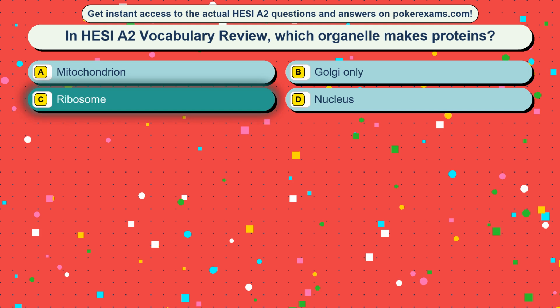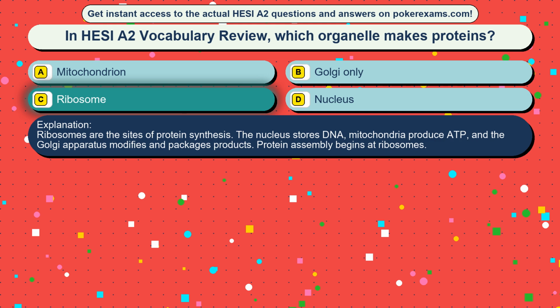The correct answer is option C, ribosome. Ribosomes are the sites of protein synthesis. The nucleus stores DNA, mitochondria produce ATP, and the Golgi apparatus modifies and packages products. Protein assembly begins at ribosomes.